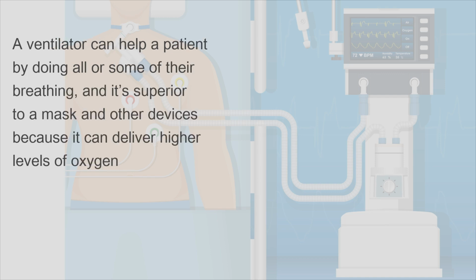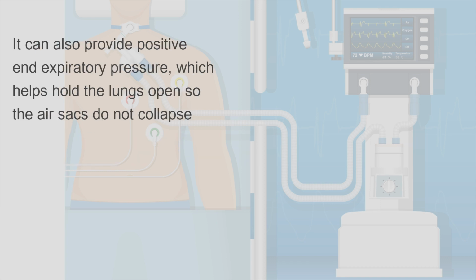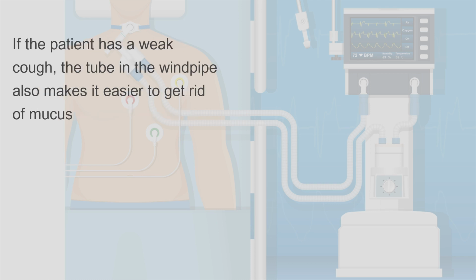A ventilator can help a patient by doing all or some of their breathing, and it's superior to a mask and other devices because it can deliver higher levels of oxygen. It can also provide positive end expiratory pressure, which helps hold the lungs open so the air sacs do not collapse. If the patient has a weak cough, the tube in the windpipe also makes it easier to get rid of mucus.